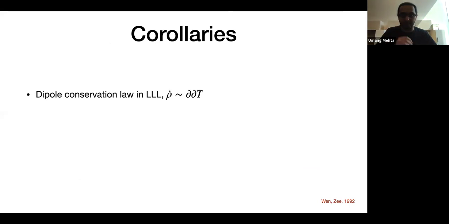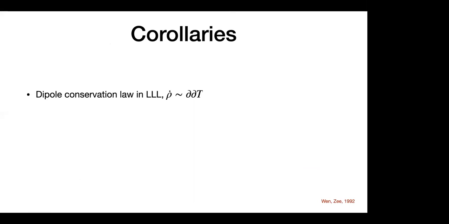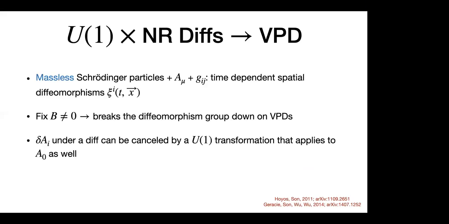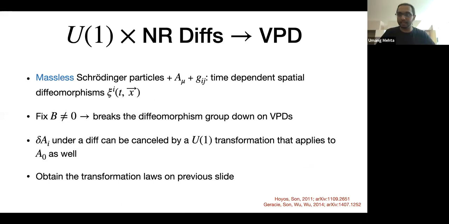The first thing being that when you say you're fixing B, you're really fixing all the spatial A's, right? You're saying you're treating A0 and G as your background fields that transform in this symmetry, but Ai and Aj are completely fixed. Exactly. Because the transformation of that can indeed be canceled by a U1 transformation.